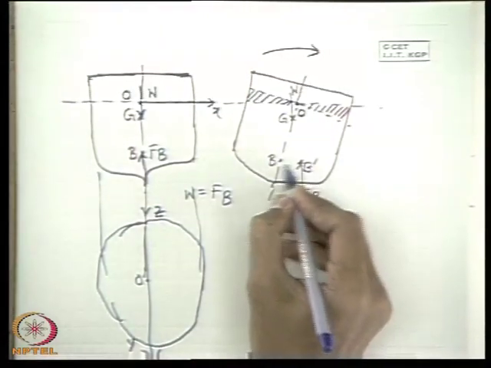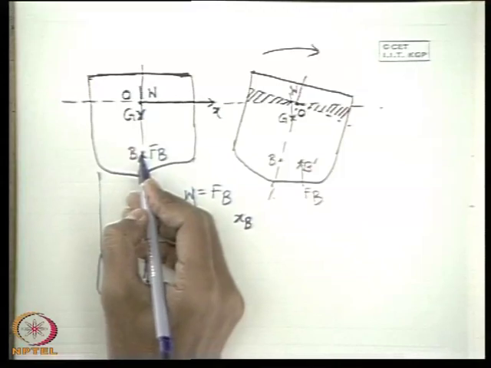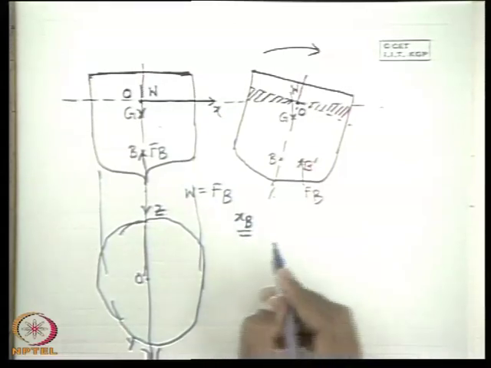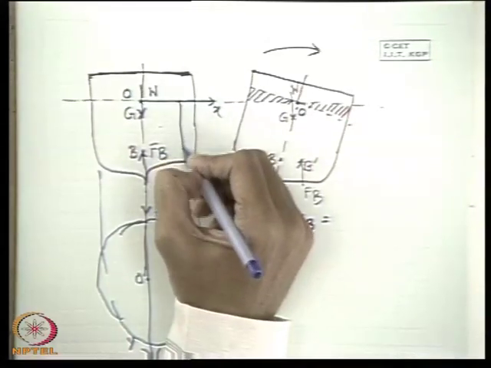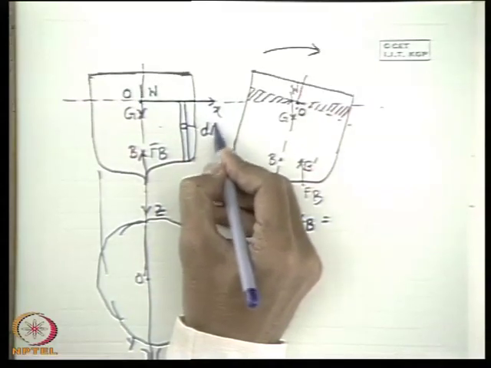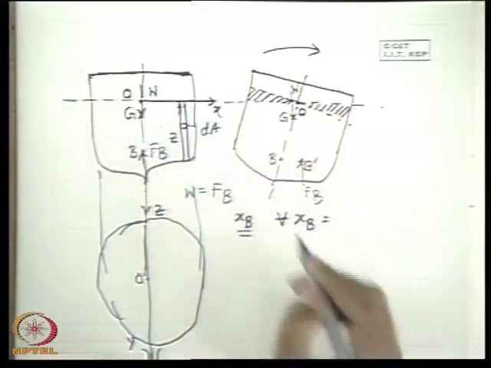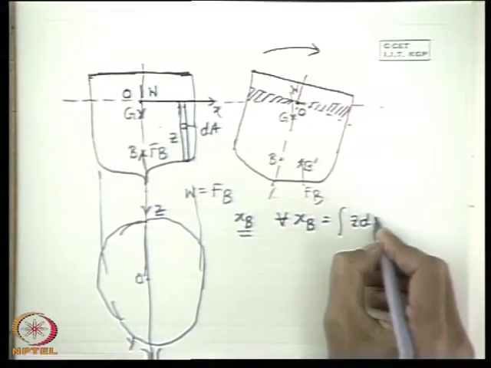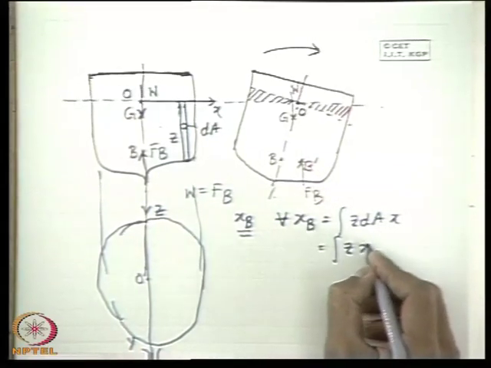Now, if we define the X coordinate of the center of buoyancy as XB, which is definitely 0 under this condition because this is the Z axis, that means the distance from the Z axis. Then we can write that V, the immersed volume, into XB is nothing but, if we take a prismatic body of the immersed volume whose cross-sectional area is dA and Z is the coordinate, that means the height of this prismatic element, this becomes equal to Z dA x, that is, the integral of Z x dA.